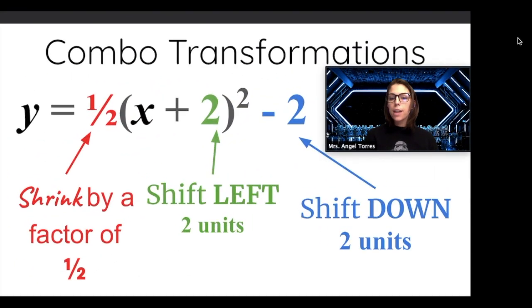Let's take a look at another example. Again, looking ahead, I already know that this graph is going to have a shrink by a factor of 1/2. It's going to be shifted to the left 2 units and down 2 units. Let's take a look at that table.